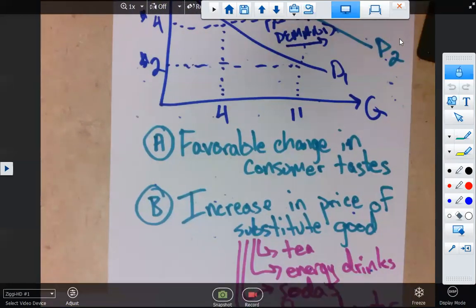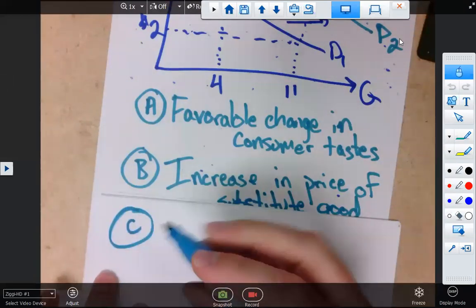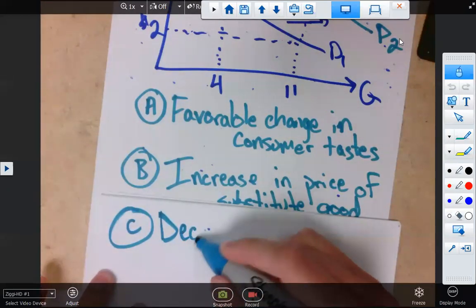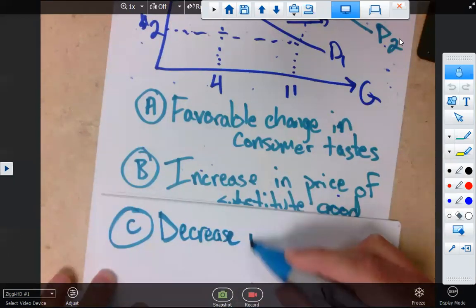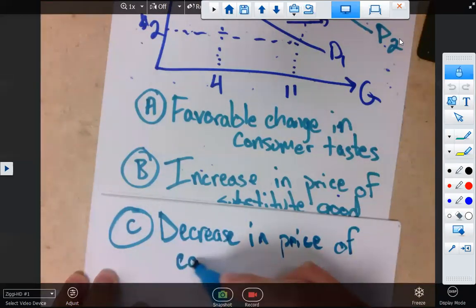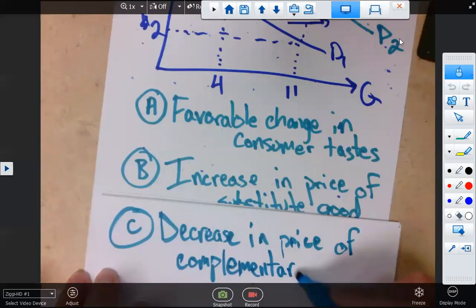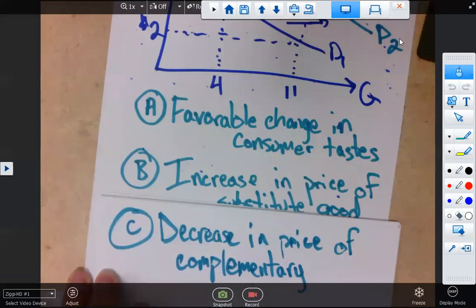We've got substitute goods and we have complement goods. C is going to be a decrease in the price of a complementary good. Complementary, not compliment with an I, which is like, you're pretty. Complement is something that goes along with something else. A left shoe is a complement to a right shoe. Who just wears one shoe? Hot dog buns are a complement to hot dogs.